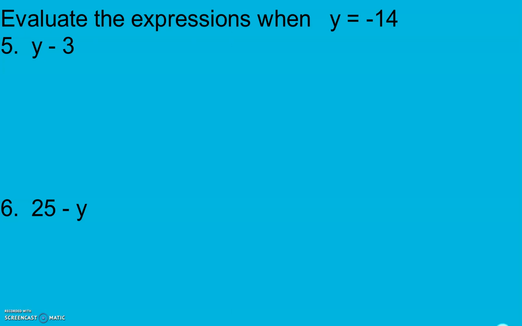Again, go ahead and pause here and evaluate these variable expressions when y equals negative 14. You can give 5 a try. Here we know that y is negative 14, so everywhere I see a y, I plug in a negative 14. I bring everything else down exactly as it's written. Now we can change from subtraction to adding the opposite of what follows. Instead of a positive 3, we have a negative 3. And I still have that negative 14.